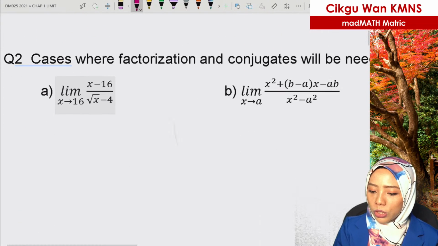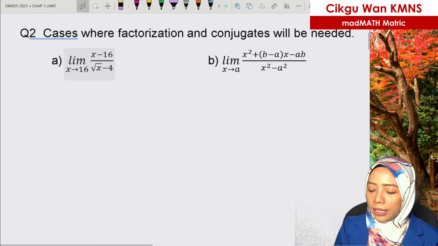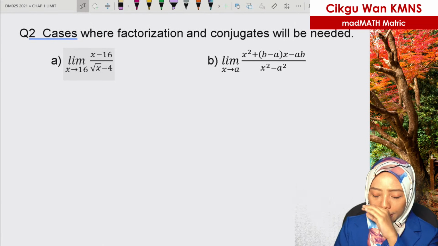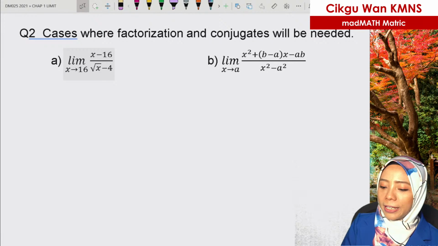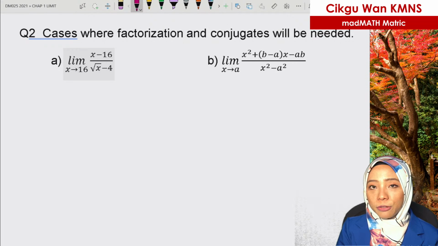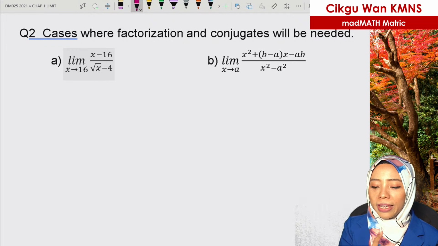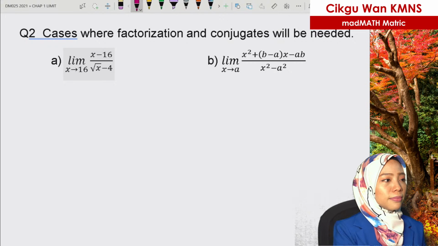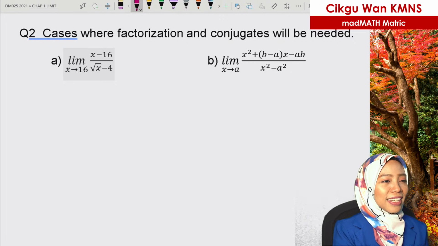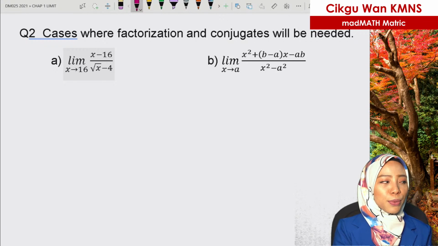Okay, next, question 2. Cases where factorization and conjugate will be needed. Okay, so in this case, what do you have to do? Question 2A, factorize or conjugate? Okay, let me check. What is the response?